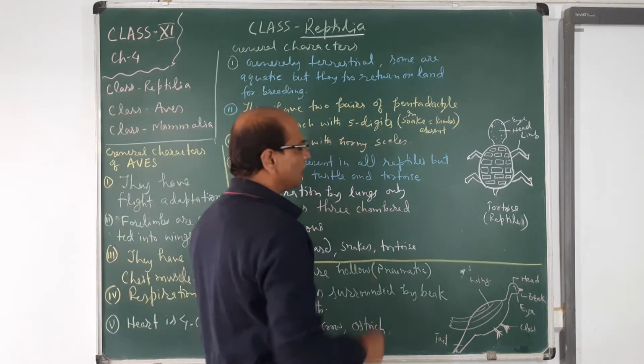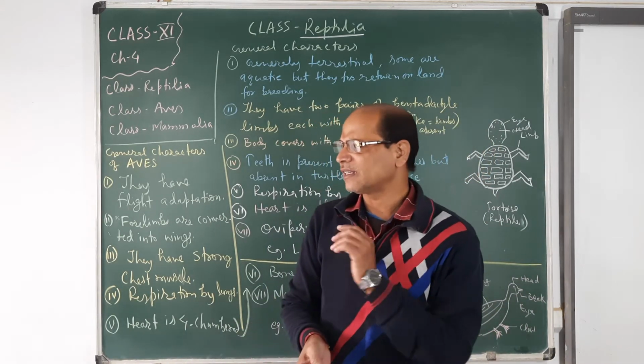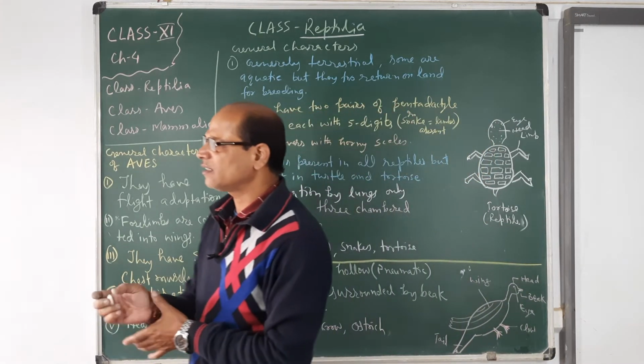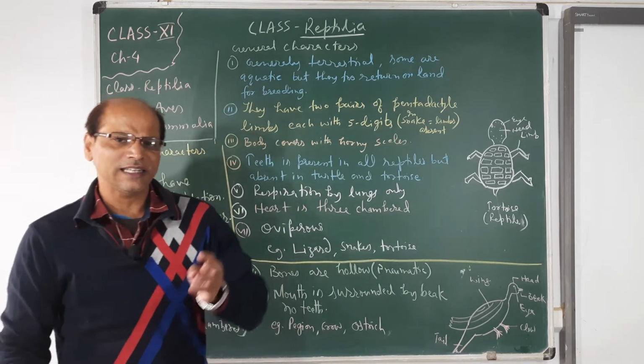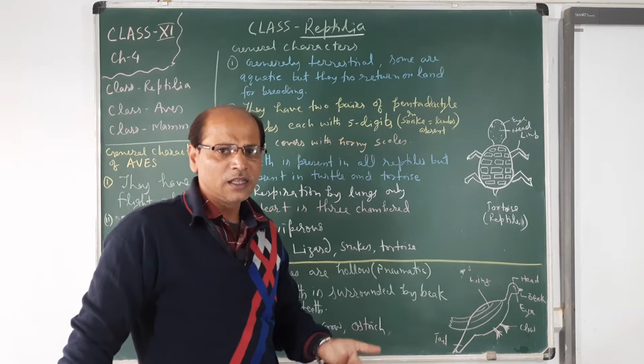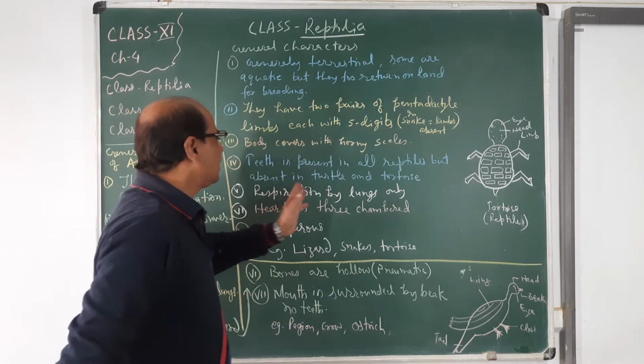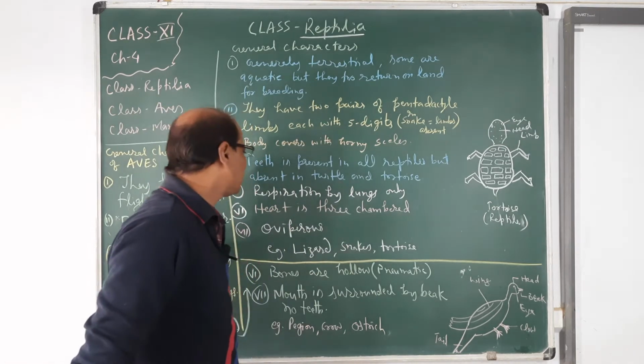Respiration is by the help of lungs only. There is no other way to respire. In amphibia we saw that respiration takes place by the help of gills, by the help of skin, and also by the help of lungs. But here there are no other options, only lungs are for respiration.